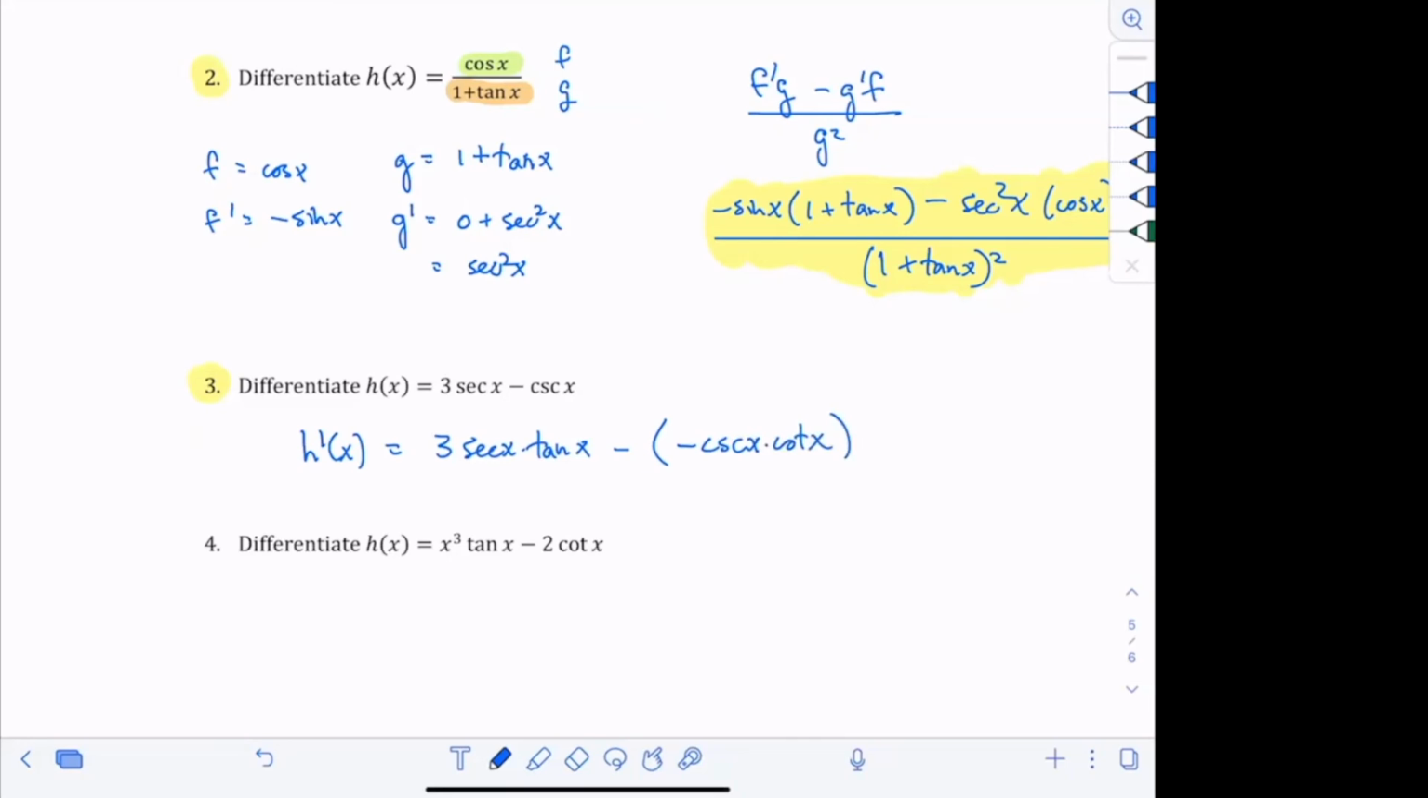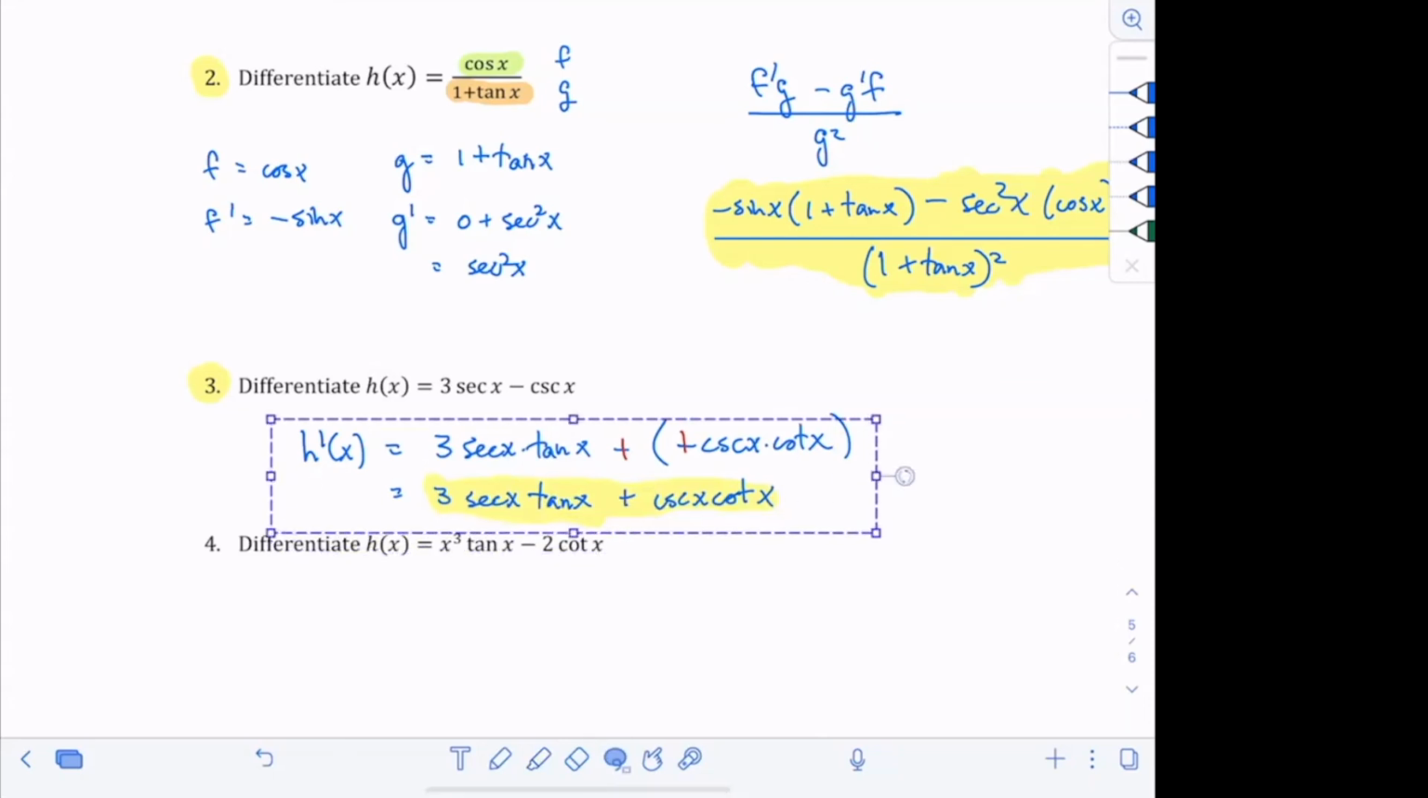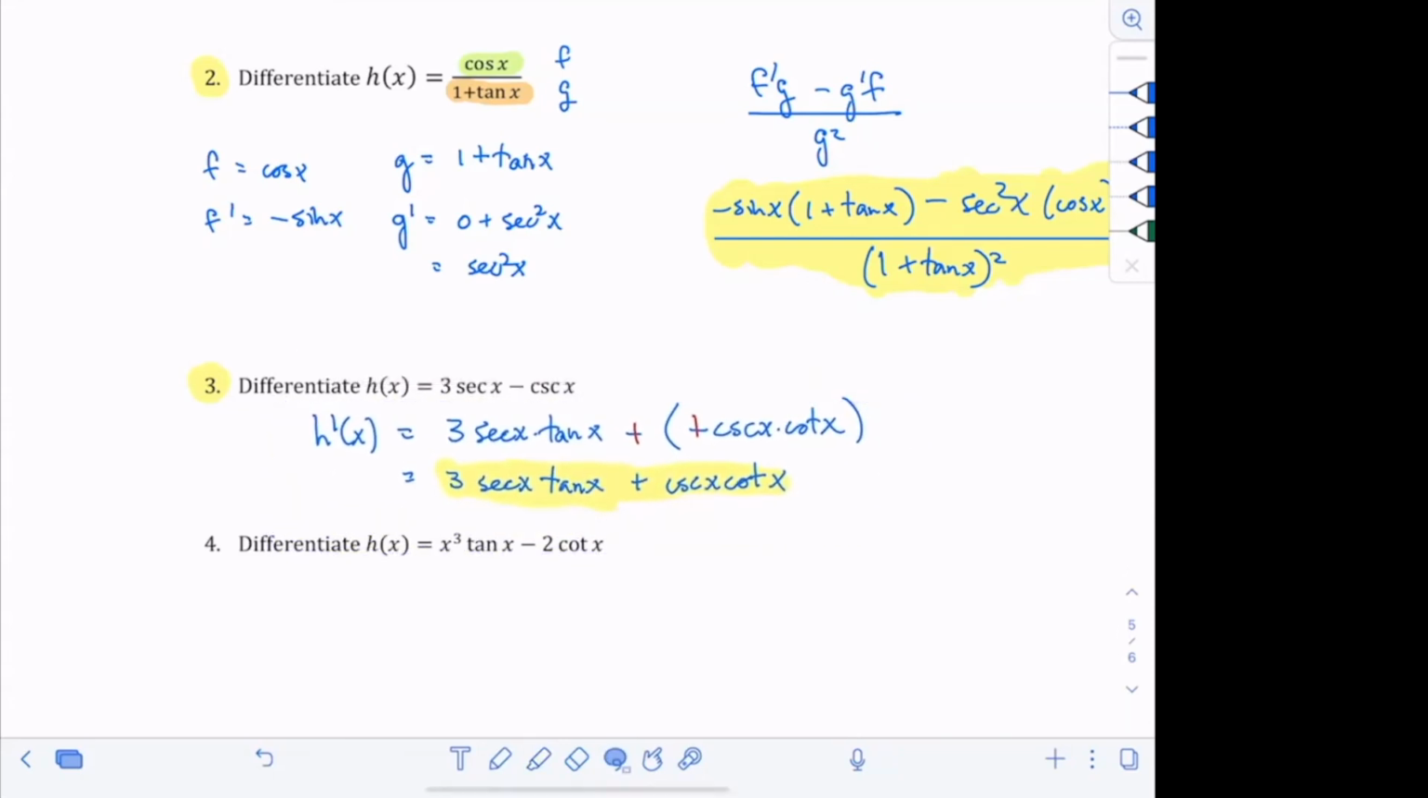Okay. And as we all know, a negative times a negative gives you a positive. So this basically becomes 3 secant x tangent x plus cosecant x cotangent x, like that. This looks a little cramped, so let me slide it up a bit. Okay. All right.